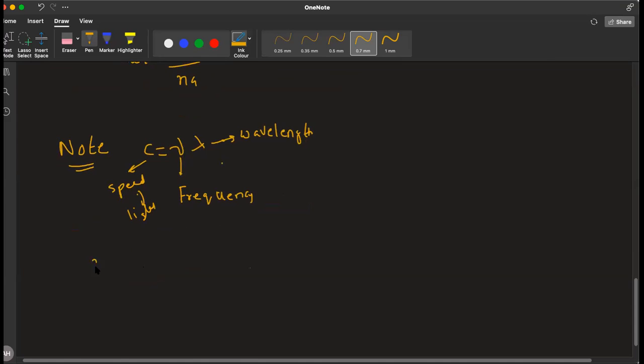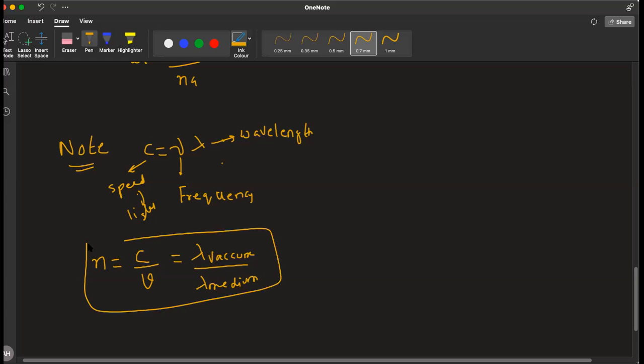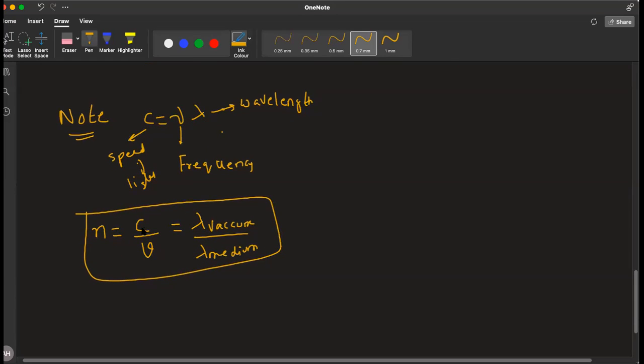Now see, the definition of refractive index is the speed of light in vacuum to the speed of light in medium. You can even write this as C by nu, or you can write this as wavelength of light in vacuum divided by the wavelength of light in medium. As speed of light changes with medium, the wavelength also changes with medium. That is the definition of refractive index.